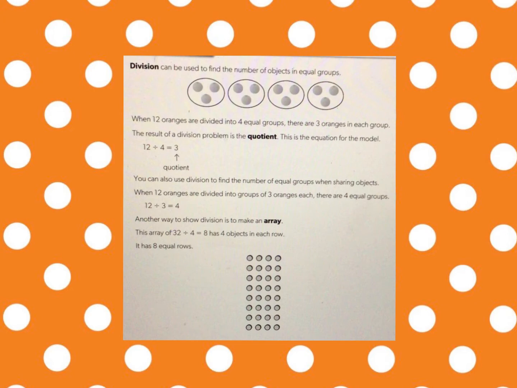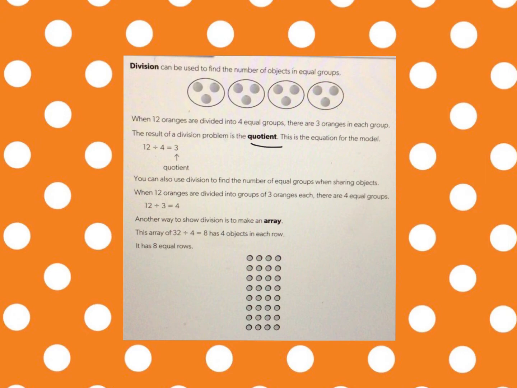Division can be used to find the number of objects in equal groups. For example, when 12 oranges are divided into 4 equal groups, there are 3 oranges in each group. The result of a division problem is the quotient. There's that word again. This is the equation for the model. 12 divided by 4 equals 3, and 3 is the quotient.